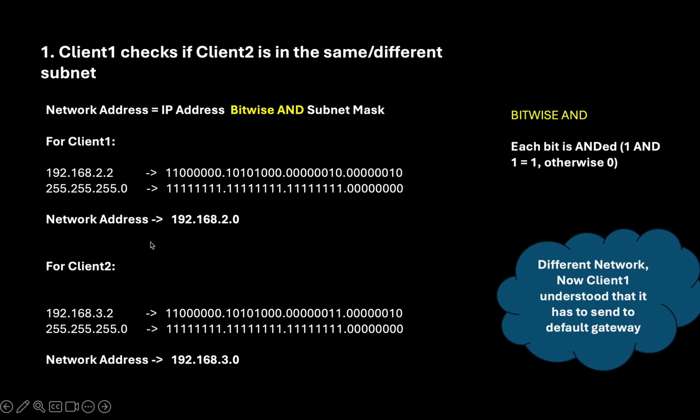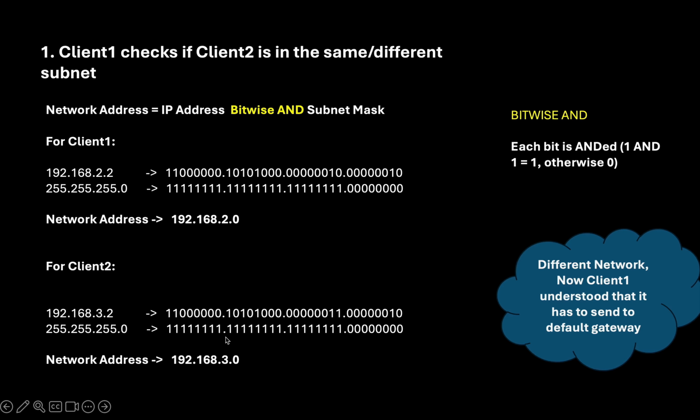Now let's take the client 1's IP address and convert it into a binary representation. Take the subnet mask, do the binary representation of it, and do a bitwise AND. Bitwise AND is nothing but if both the bits are 1, we will mark it as 1, otherwise it is going to be 0. If you convert this, you will get the network address as 2.0, and for client 2 it will be 3.0. Now we have understood, okay, they both are in different networks.